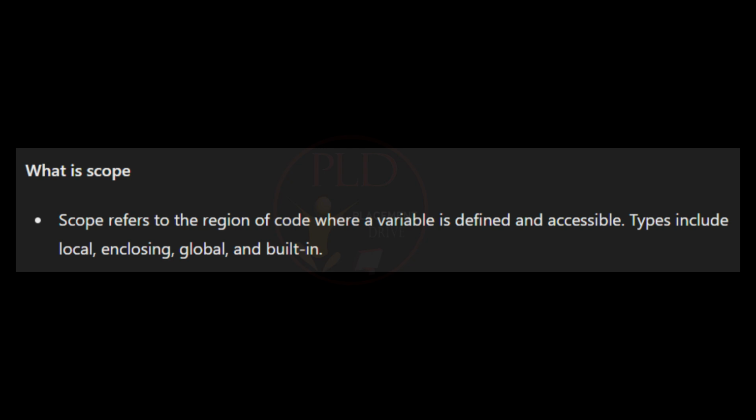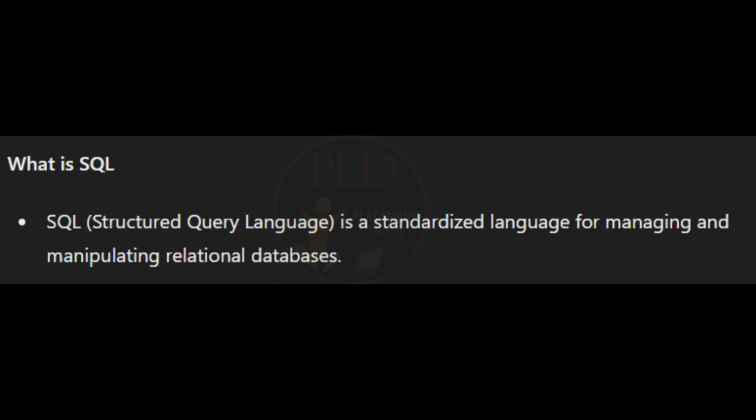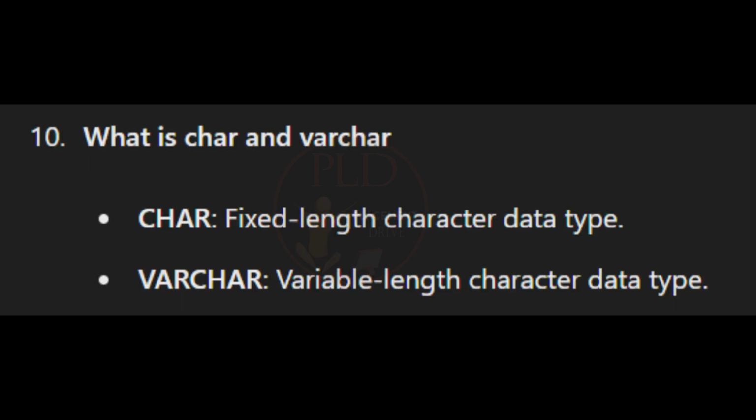And the ninth question is what is Python? Python is a high-level interpreted programming language known for its readability, simplicity, and versatility. And the 10th question is what is SQL? SQL is structured query language and it is a standardized language for managing and manipulating relational databases. And the 11th question is what is char and varchar? Char is a fixed length character data type and varchar is a variable length character data type.